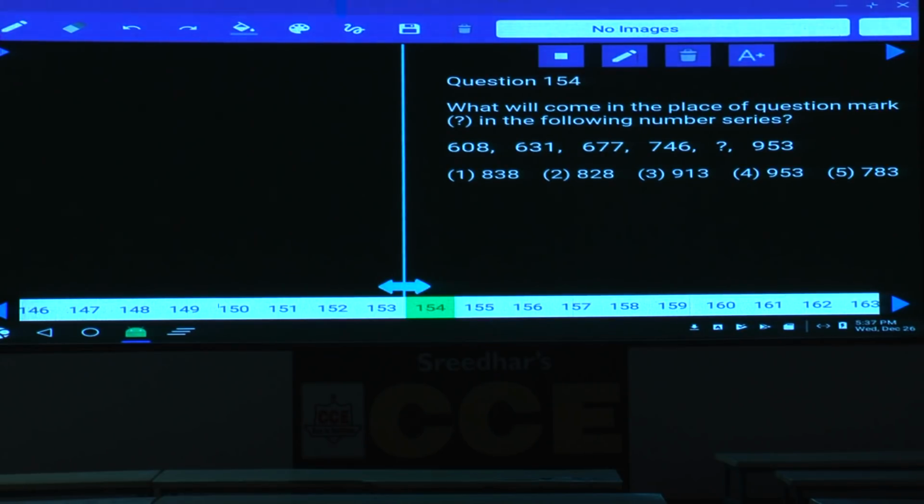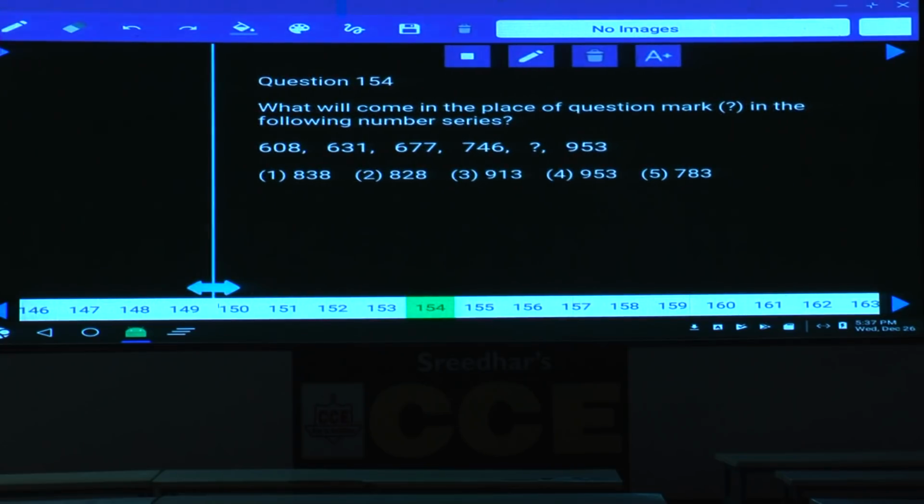Now, 154. Yes, tell me what is your answer here? The numbers are increasing at a smaller rate. What is the difference here? Hence, we should go for the difference. What is the difference? 23. Next difference is how much? 46. Next difference is how much? 69. Multiples of 23 are added.